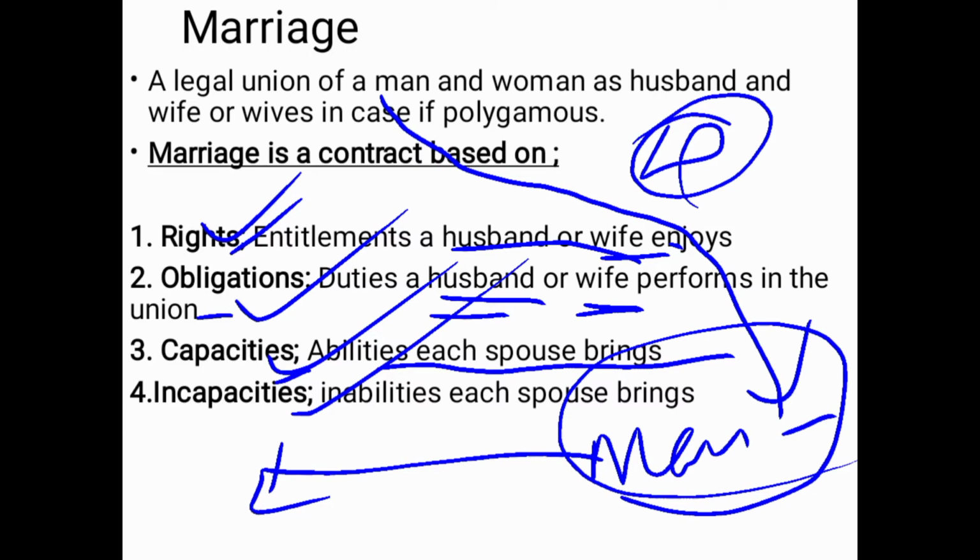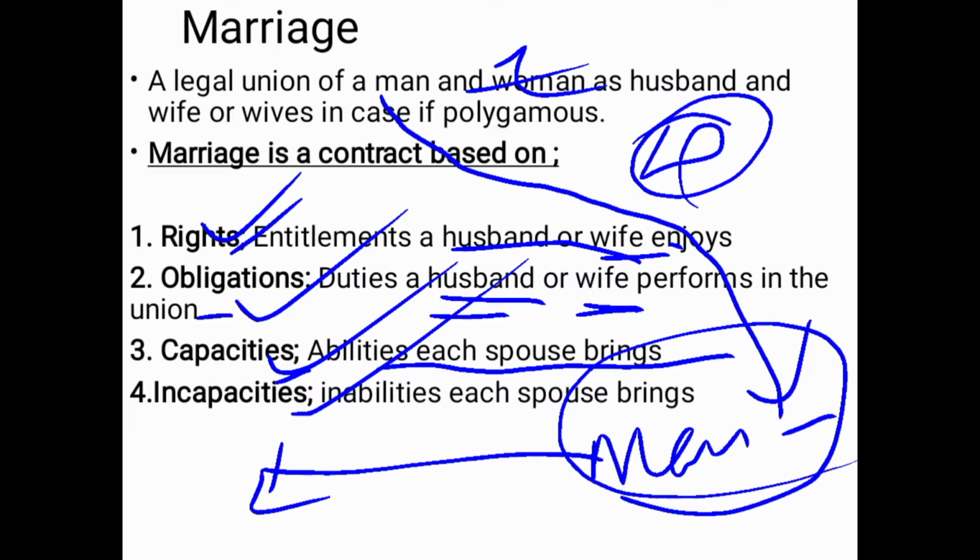These are inabilities each spouse brings to the union. The inabilities or the incapacities. For example, a wife who is not educated and not skilled in anything may bring to the union the inability to earn a living or provide material things to the union. She's not educated.